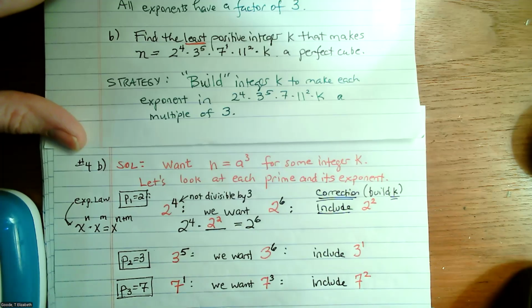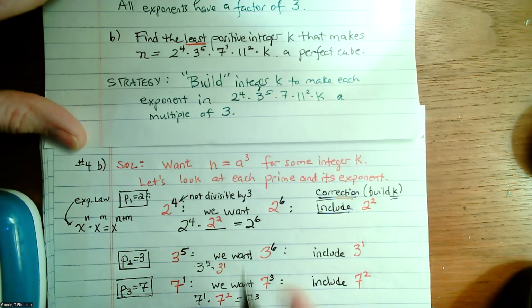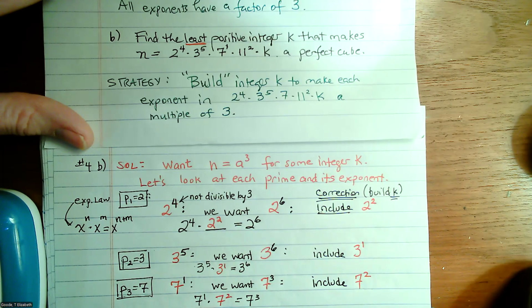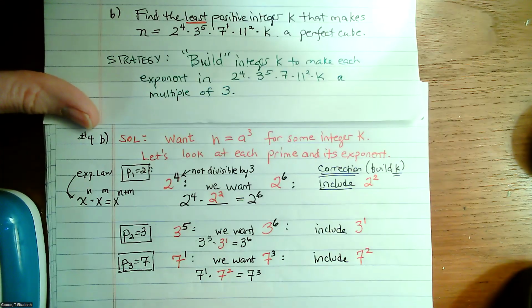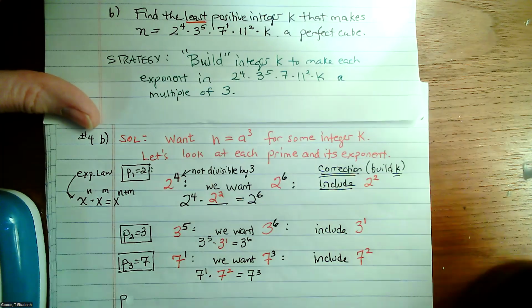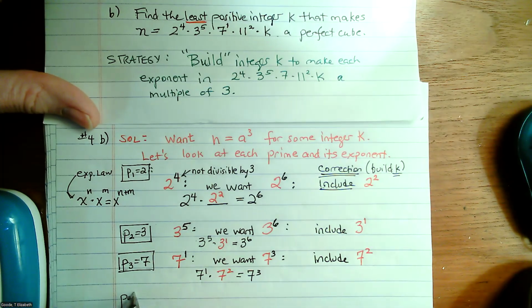because 7 to the 1 times 7 squared will get us the 7 cubed. And here, of course, 3 to the 5th times 3 to the 1, to be consistent and write all the pertinent information, is our 3 to the 6. What's the last prime? The last prime is 11 squared. Okay. So P4, we got 4 different primes, so we got all the way up to P4. So we've got 11 squared.